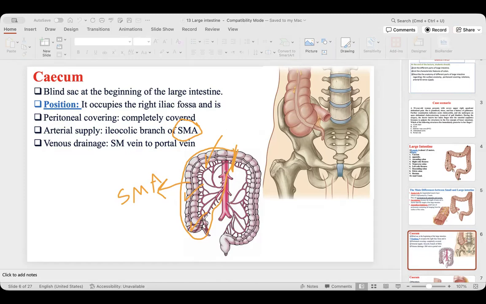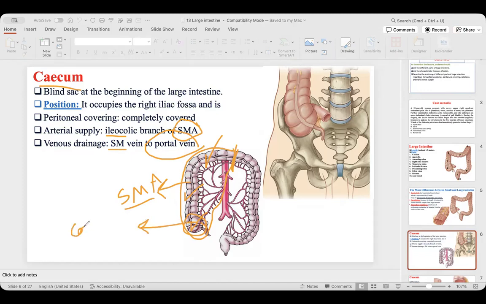So you have to know that for every part of the large intestine there are two important features. Number one, what is the arterial supply of the cecum? Is the cecum midgut, foregut, or hindgut? Midgut. So the artery will be the SMA, or the ileocolic, a branch of the superior mesenteric. And for most of the GIT, also the vein is the superior mesenteric vein, and the final destination of the GIT will be the portal vein. Now, what is the peritoneal covering of the cecum?